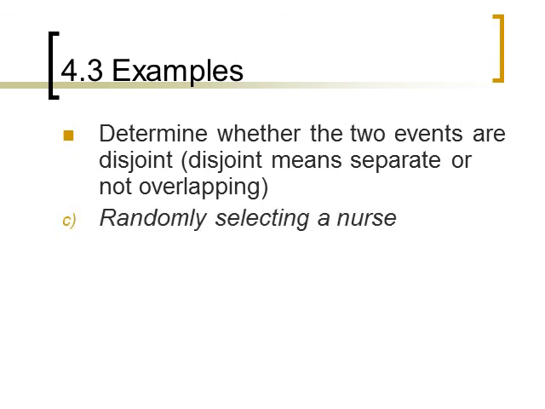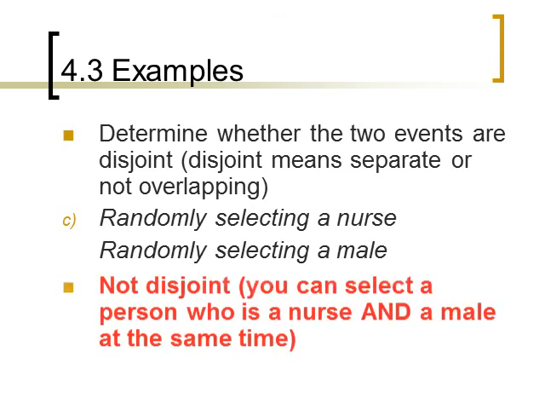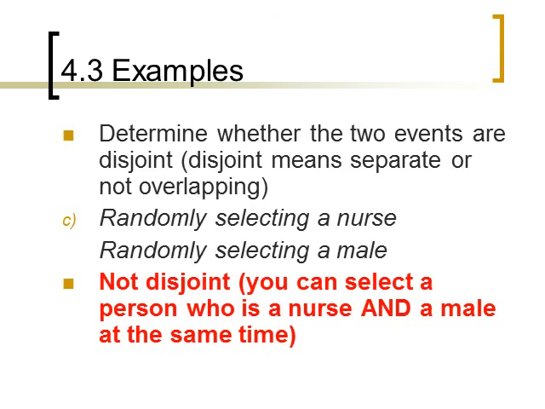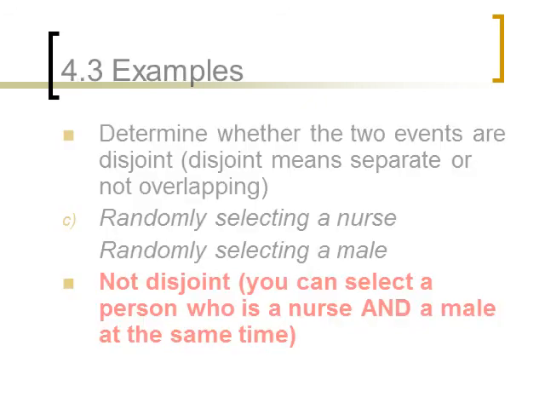And let's look at one more example. Can this happen at the same time? Randomly select a nurse and randomly select a male. Well, we can select a person who is a nurse and a male at the same time, so this would not be disjoint.